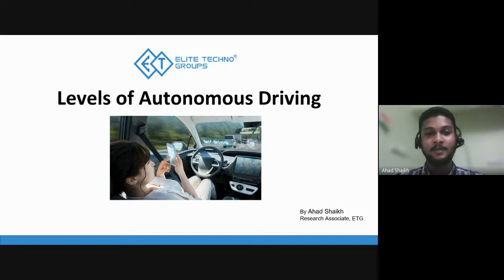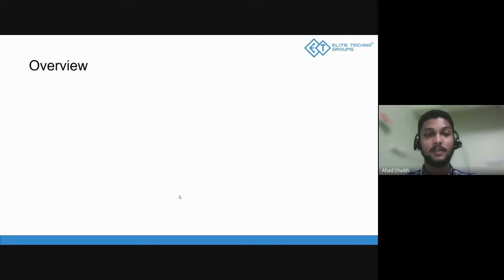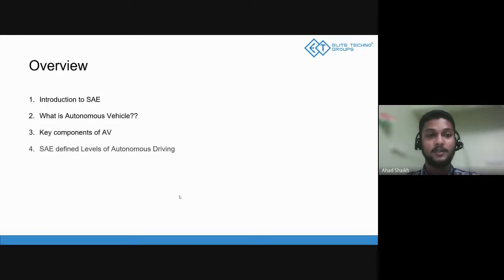Okay, so let's get started with today's session, which is levels of autonomous driving. Firstly, we will see what exactly we will be covering in today's session. First, we will learn what SAE is, with a little introduction to that. Then we will cover the definition of an autonomous vehicle, what exactly it is, and what the key components of it are. Then we will see the different levels of autonomous driving which SAE has defined.